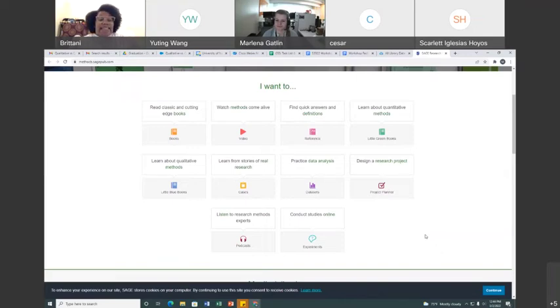I like this cases tab because it helps display how people explain their research, as I was mentioning, to the layperson, or cases in action. And then you can practice data analysis, design a research project, listen to people who just love talking about research methods on podcasts. And then I have not gone through this conduct studies online tab. So if someone goes through and finds something really interesting, please let me know.